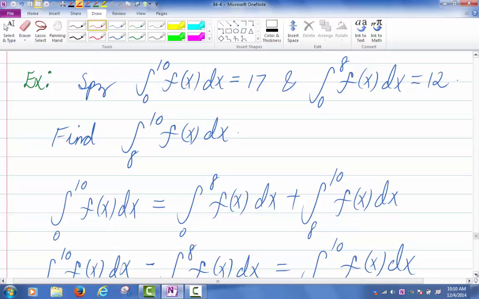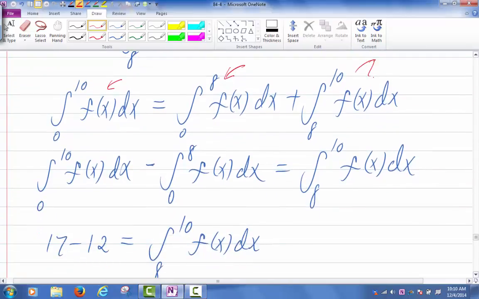Well, what do we know here? We know this guy. We know this guy. We need to find this guy. Well, we just solve for it, right? If I subtract this integral from both sides, I get the integral from 0 to 10 minus the integral from 0 to 8 is the same as the integral from 8 to 10. So what's the value of this? We know that the value from 0 to 10 is 17. The value from 0 to 8 is 12. You subtract, you get the answer.